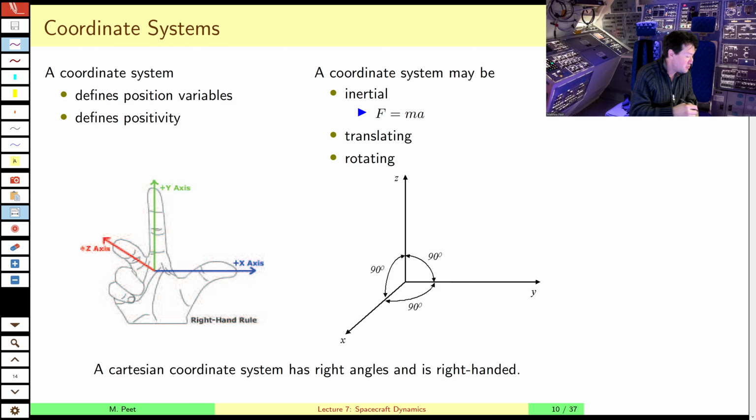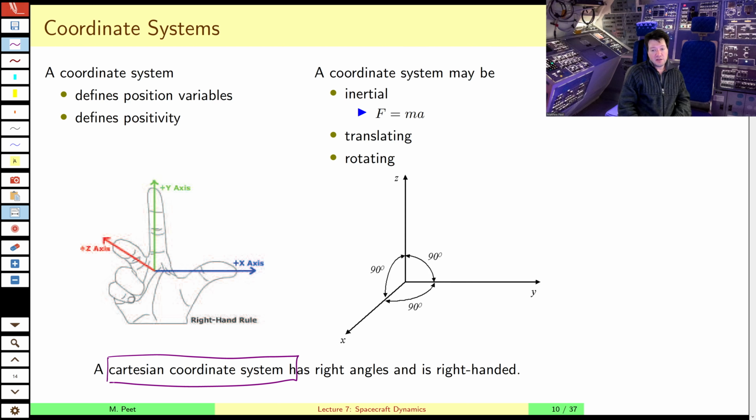In particular, of course, we're going to restrict ourselves. All our coordinate systems are going to be Cartesian coordinate systems. So in particular, they have 90-degree angles between the x, y, and z vectors, and they obey the right-hand rule. Basically, the right-hand rule is that your thumb is the x vector, the index finger is the y, and the middle finger is the z. Of course, I'm using my left hand here. Sorry. The x vector is your thumb, the y vector is your index finger, and the z is your middle finger.